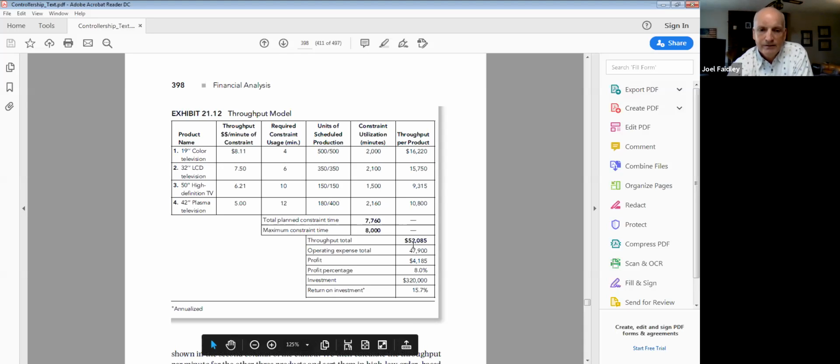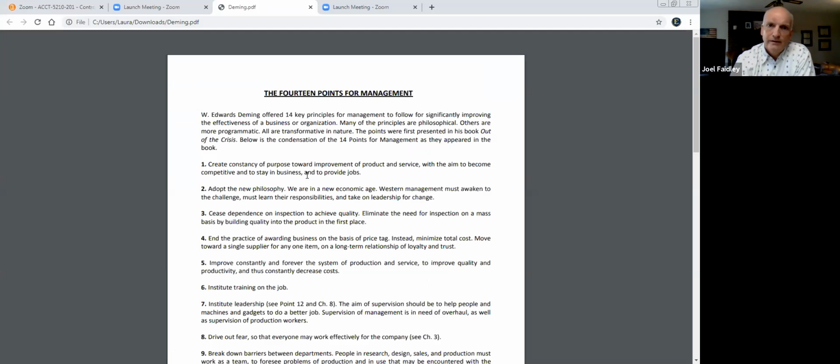All right, so let's go ahead and jump over to these other two exercises or handouts that I've got. Let me jump into the Deming. There it is, 14 points for management. This is a great couple of pages. In fact, I actually typed this up many years ago because it's so important. And it's not that I pulled from whatever he said. It's basically a copy of what he's written in his book, Out of the Crisis.